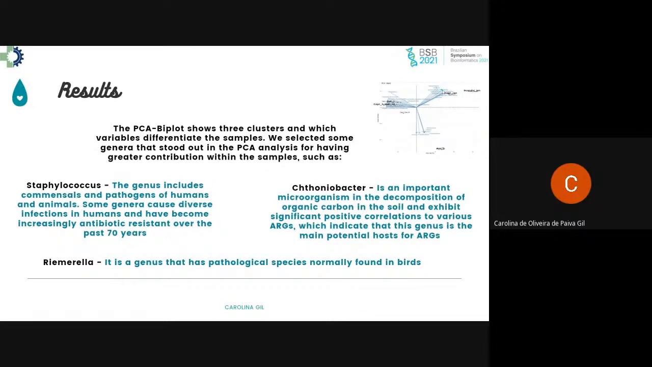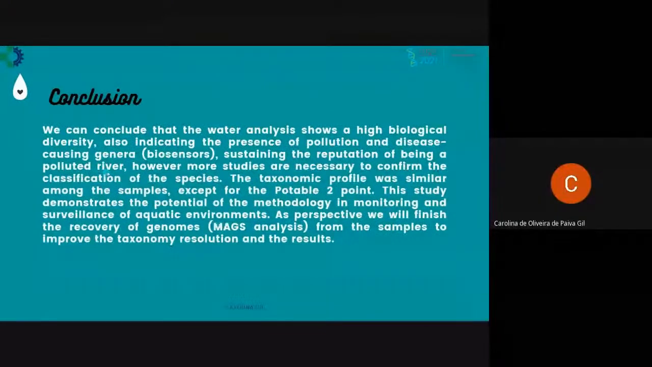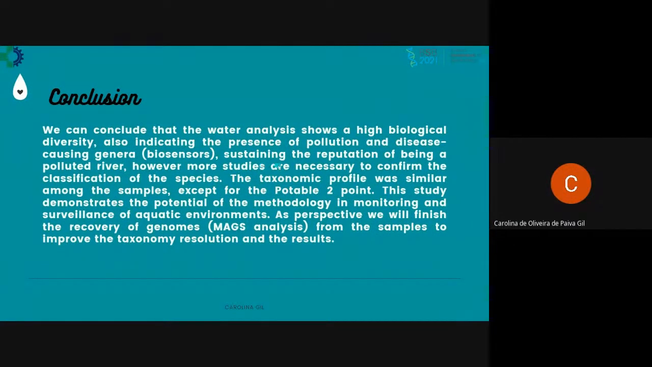Rimerella is a genus that has pathogenic species normally found in birds. So you can conclude that the water analysis shows a high biological diversity, also indicating the presence of pollution and disease-causing genera, which sustains the reputation of being a polluted river. However, more studies are necessary to confirm the classification of the species.